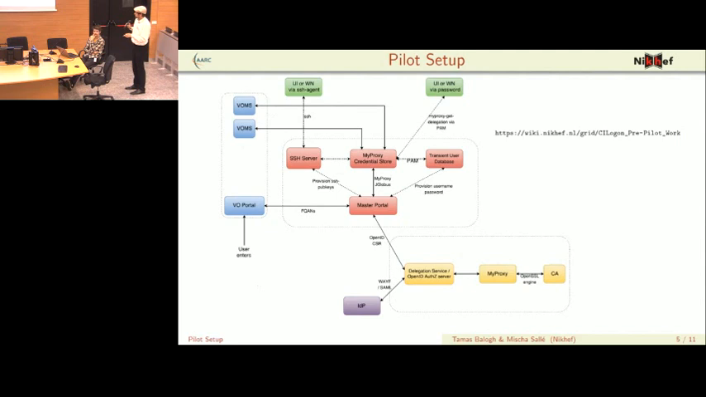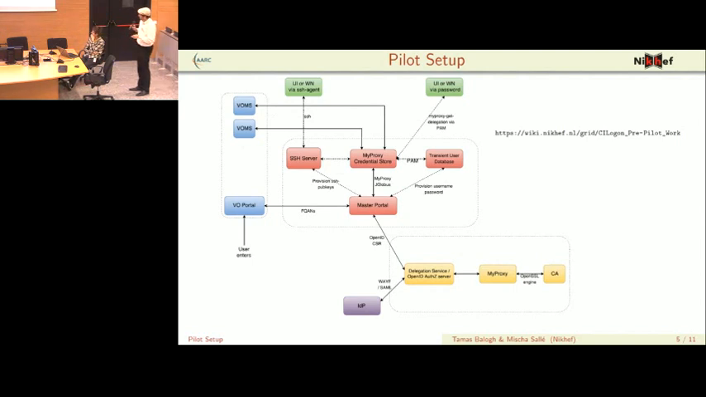Then we have the blue bits. The blue bits on the left-hand side are run by the virtual organizations. And this is where the user enters. So this is the science gateway. I've called it the VO portal because it's typically run by a virtual organization, but could also be run by EGI. I'll say something about these FOM services later.